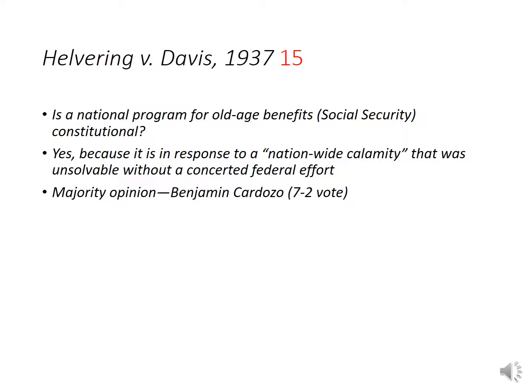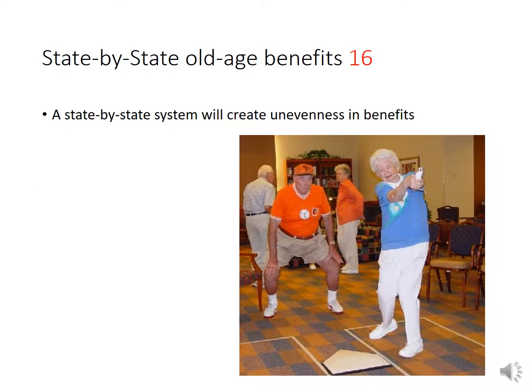The idea that people might start to shop around and move to states that would provide the best benefits. That was at least a concern. So this needs to be a national approach, and therefore the national government administering old age benefits was deemed to be constitutional. There would be unevenness to allow for each state to come up with its own old age benefits. So they need to have a fairly united process of distributing and determining the benefits.